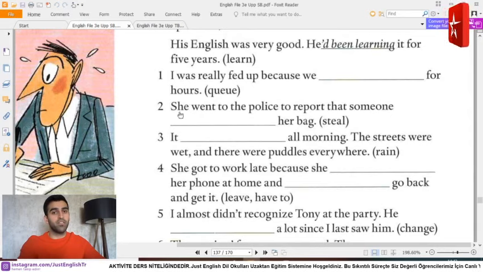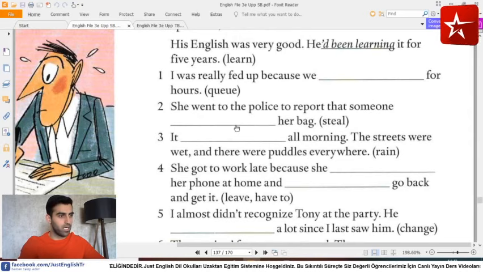Number two, she went to the police to report that someone, okay, someone what? Thanks so much, by the way, for your answers, Mr. Arif and Kenan. Yeah, they are correct answers.